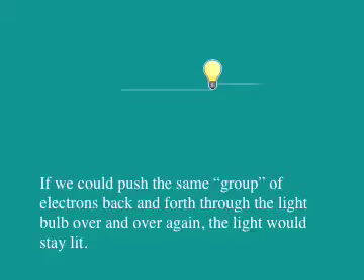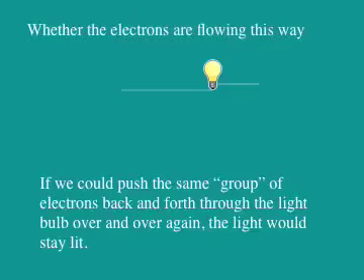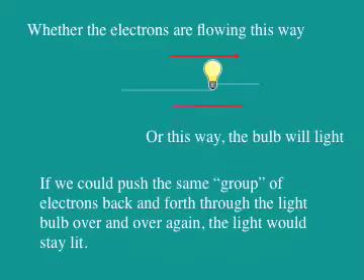If we could take the same single group of electrons and push them back and forth through the light bulb over and over again, the light would indeed stay lit. Whether electrons are flowing this way, to the right as shown in this picture, or this way, to the left, the light bulb will light. And particularly if the electrons keep switching directions, the light bulb will in fact stay lit.